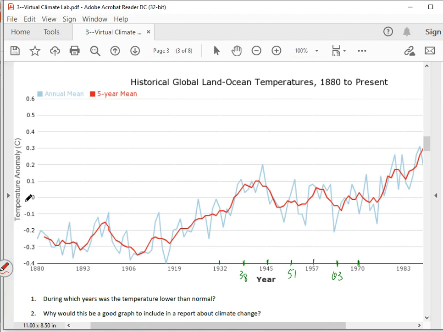Over here on the side, we have temperature. And we have 0 degrees. That's going to be our normal. So 0 degrees is the normal, and if we're negative, it means we're below normal. And if we're positive, it means that we're above normal.